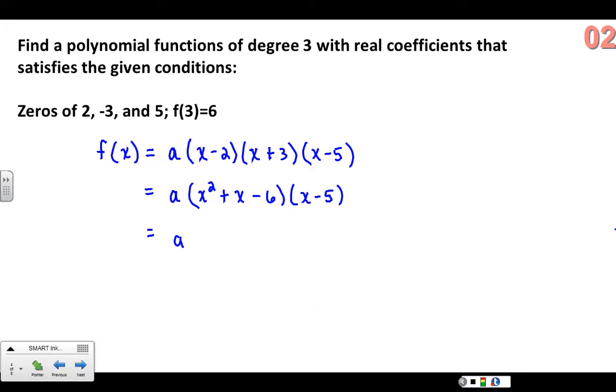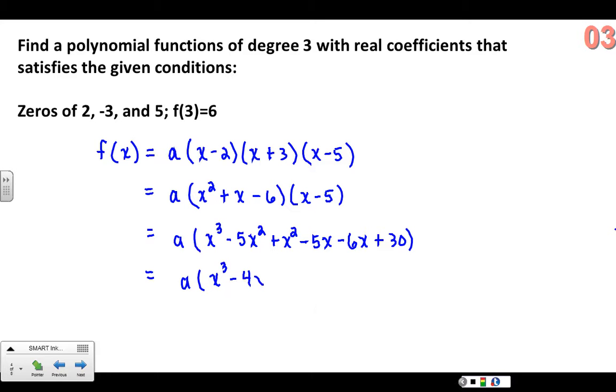So x squared times x would be x cubed. x squared times minus 5 is minus 5x squared. x times x is x squared. x times minus 5 is negative 5x. Now the negative 6 times x minus 5 would be minus 6x, and then plus 30. So that gives me a times x cubed minus 4x squared minus 11x plus 30 for my supposed function.